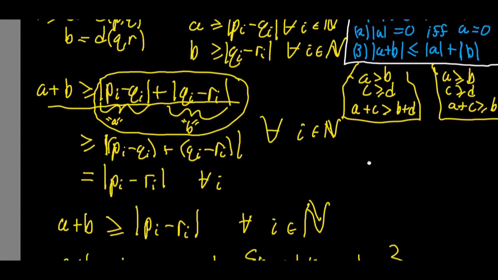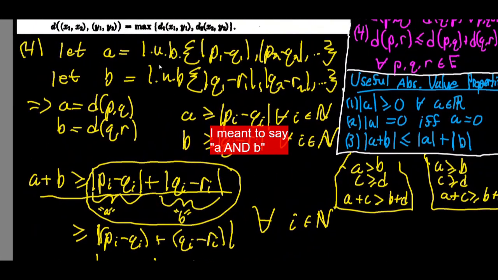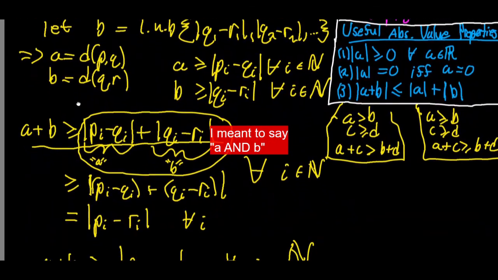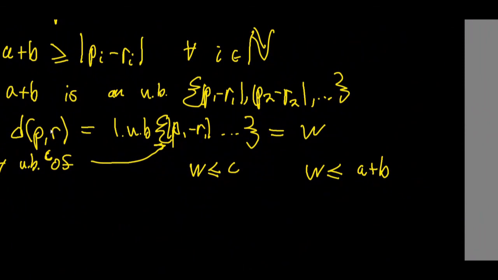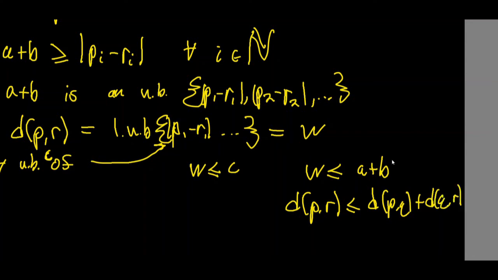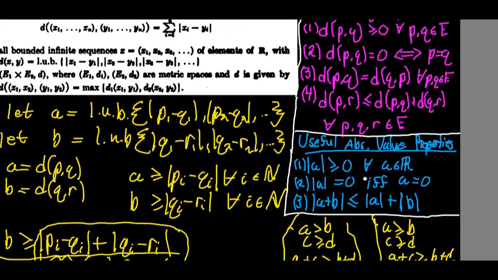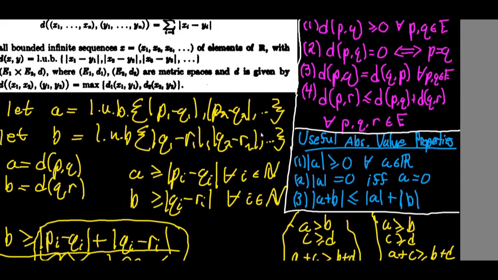But remember, A plus B are the least upper bounds of these two sets, which are also the distances between P and Q, and Q and R, respectively. So therefore, we can say the following. W is equal to the distance between P and R. So the distance between P and R is less than or equal to the distance between P and Q, because that's equal to A, plus the distance between Q and R. And look at this. We've just proven that it satisfies the fourth property, the triangle inequality, and we're done.